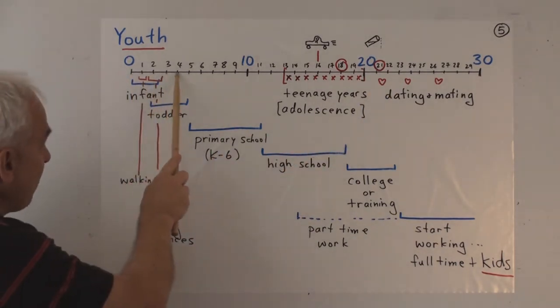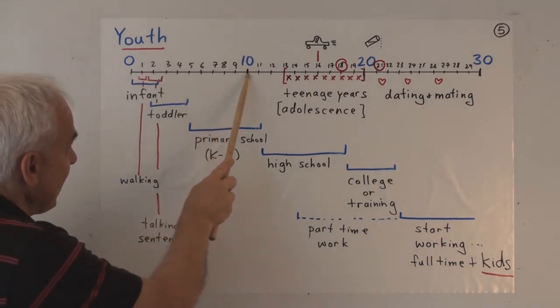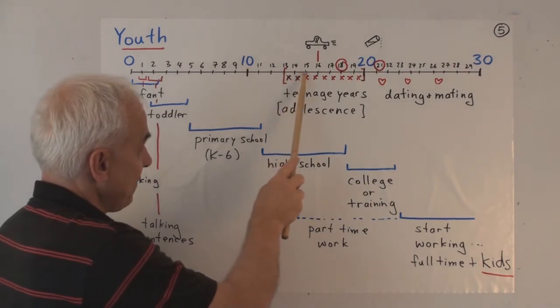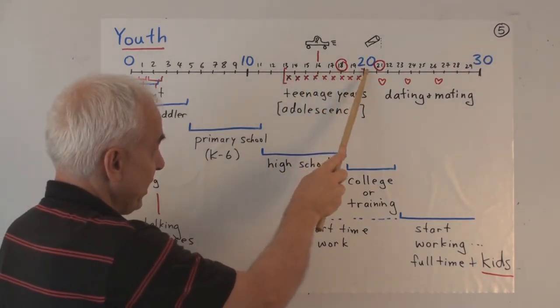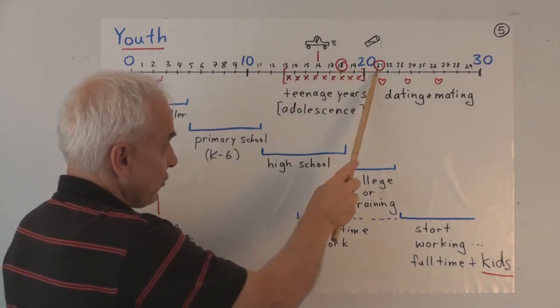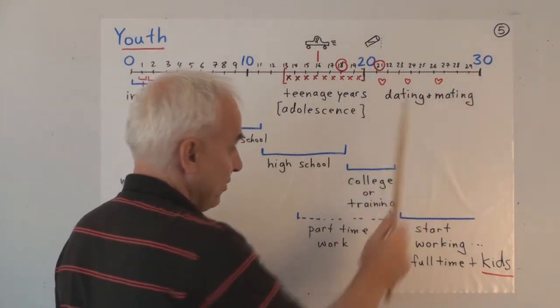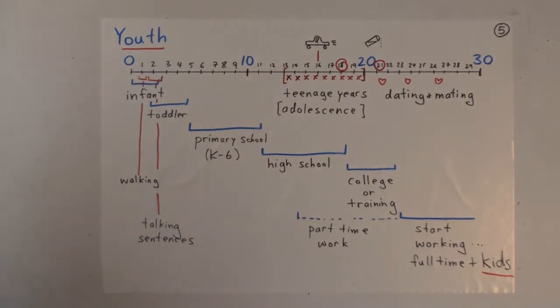So 1, 2, 3, 4, 5, 6, 7, 8, 9, 10. That's the first decade. And then 11, 12, 13, 14, 15, 16, 17, 18, 19, 20. That's the second decade. And then 21, 22, 23, 24, 25, 26, 27, 28, 29, up to 30, the third decade.